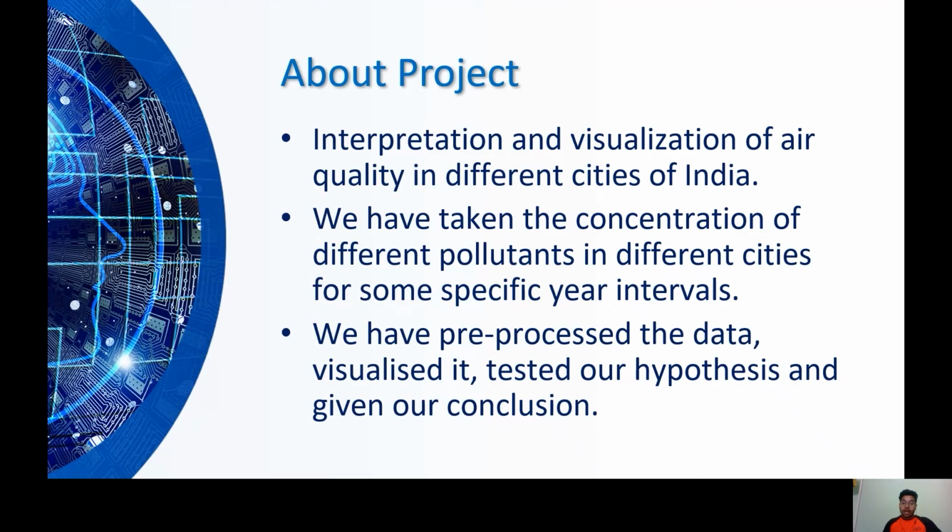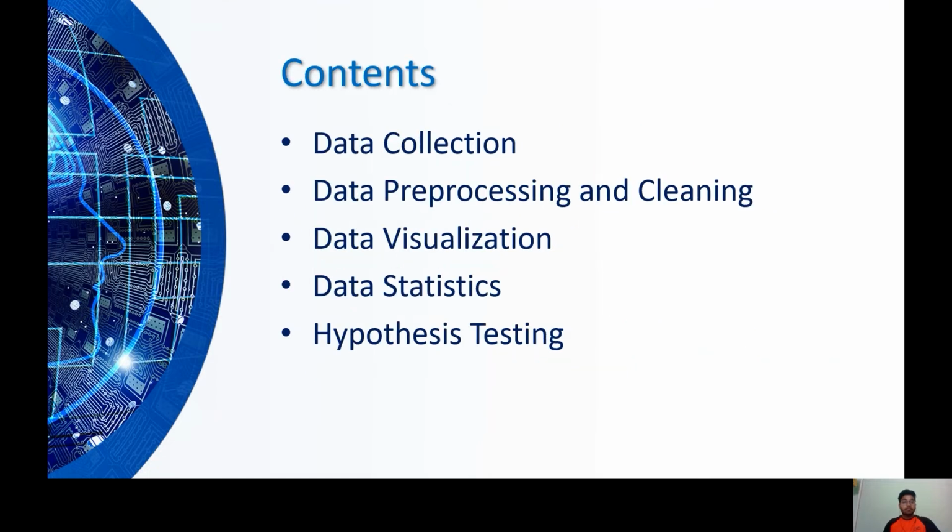In this project, we have analyzed, interpreted, and visualized the air quality in different cities of India: how the concentration of different gases varies over time for different cities, which city has the highest concentration of which gas in which year, or which gas is highest in which city. We have also given hypotheses and tested them. Firstly, we have data collection, then data pre-processing and cleaning, then data visualization, after that data statistics, and after that hypothesis testing.